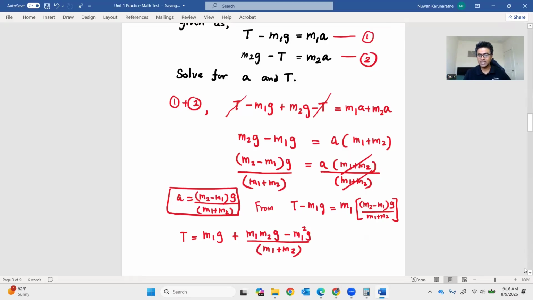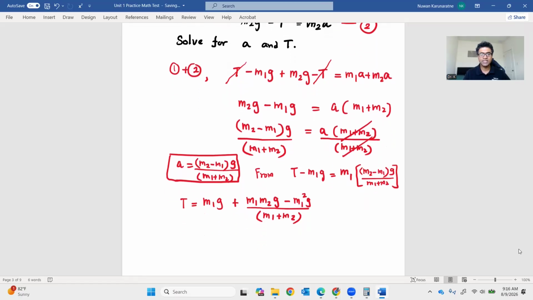Now, look, we are not done yet. We can further simplify this. I can have a common denominator, which is going to be m1 plus m2, and further simplify this. So when I have a common denominator, I need to multiply the first term by m1 plus m2. So I'll have m1g multiplied by m1 plus m2. And then I have the rest, plus m1 m2 g minus m1 squared g.